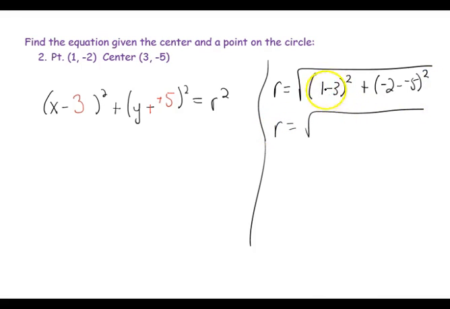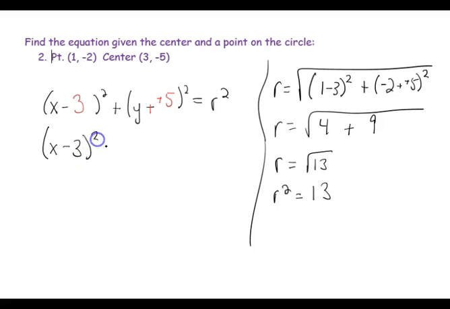Then I'll simplify. This becomes negative 2, and negative 2 squared is 4. Over here, you end up with 3, and 3 squared is 9. And then 4 plus 9 is 13. So your radius is the square root of 13. Since your formula needs r squared, you're going to go ahead and square that, which would be just 13. When you write your answer, you'll have (x minus 3) squared plus (y plus 5) squared equals 13.